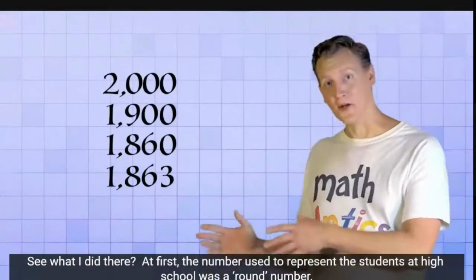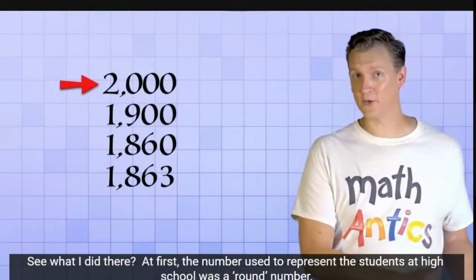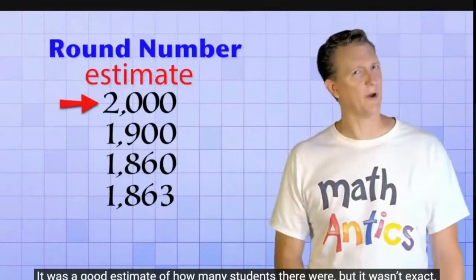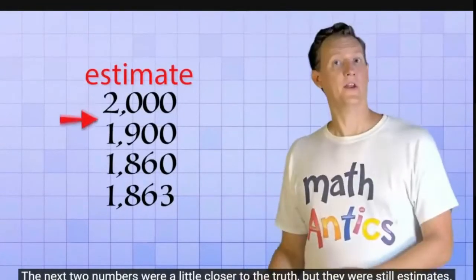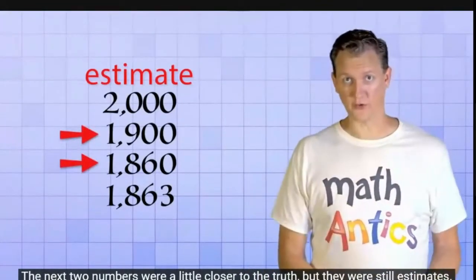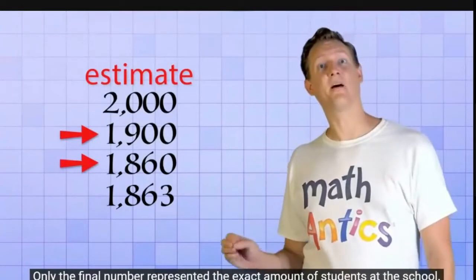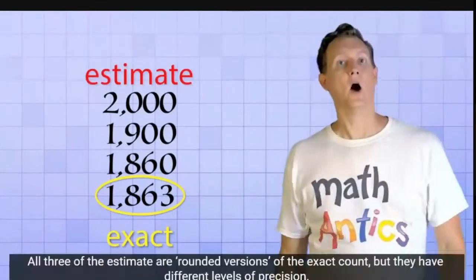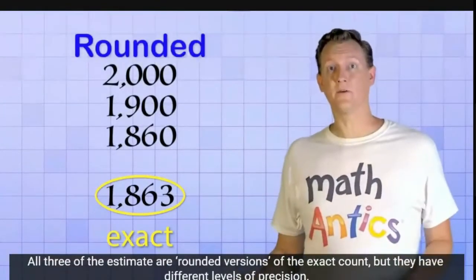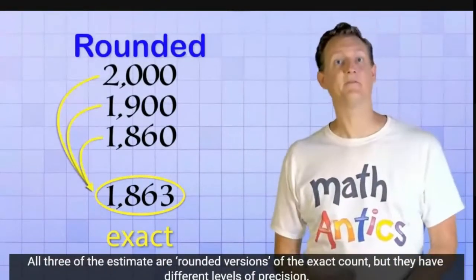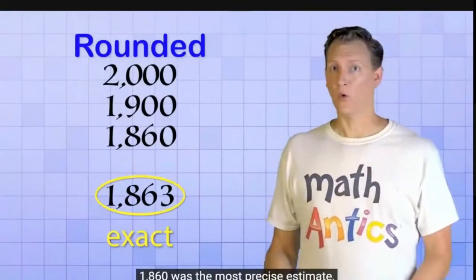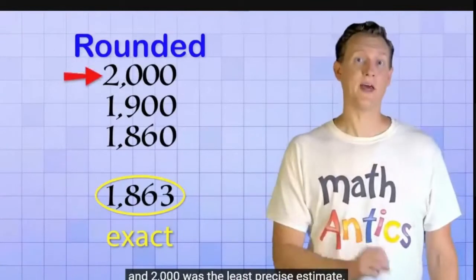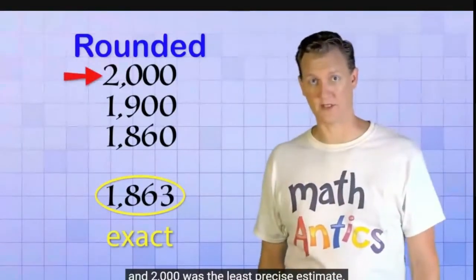At first, the number used to represent the students at high school was a round number. It was a good estimate of how many students there were, but it wasn't exact. The next two numbers were a little closer to the truth, but they were still estimates. Only the final number represented the exact amount of students at the school. All three of the estimates are rounded versions of the exact count, but they have different levels of precision. 1,860 was the most precise estimate, and 2,000 was the least precise estimate.